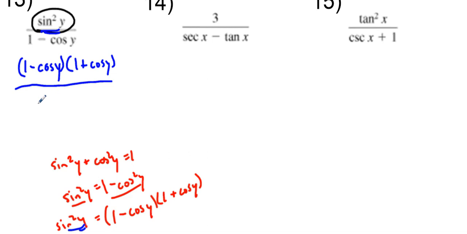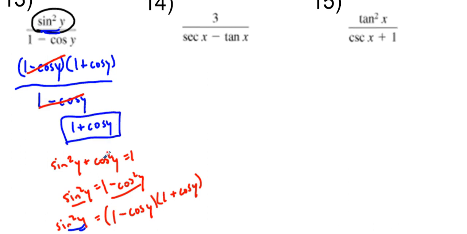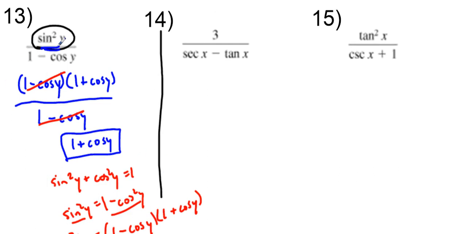Now I have 1 minus cosine of y, and you should realize that these cancel out. We're left with our final simplified expression of 1 plus cosine y, and that's it. In this one, I looked at sine squared and realized that sine squared is going to equal 1 minus cosine squared, and that can be simplified into these expressions, and that I knew that could cancel out.